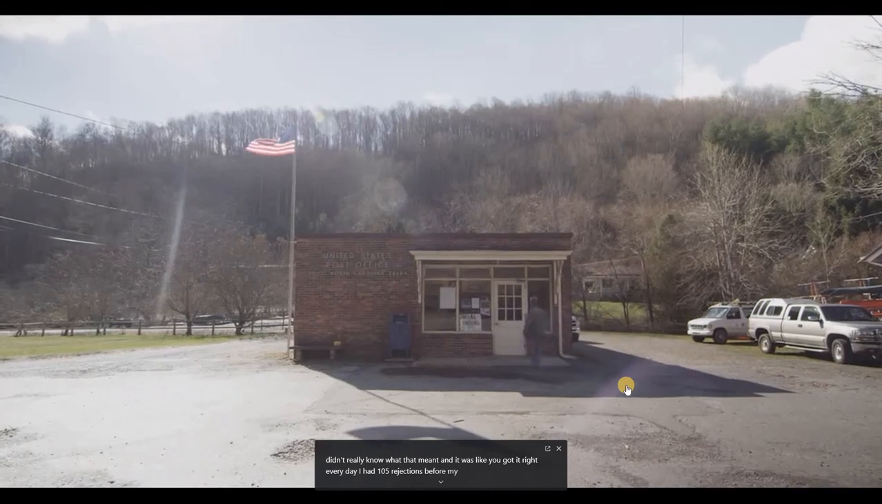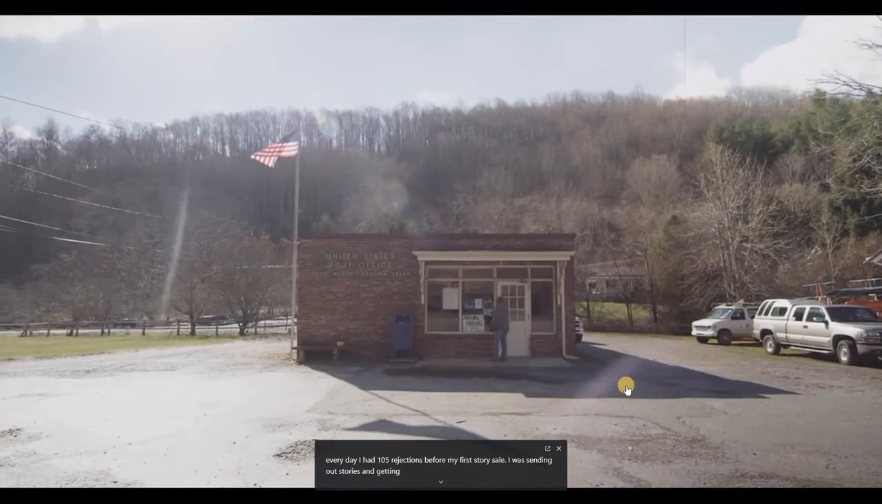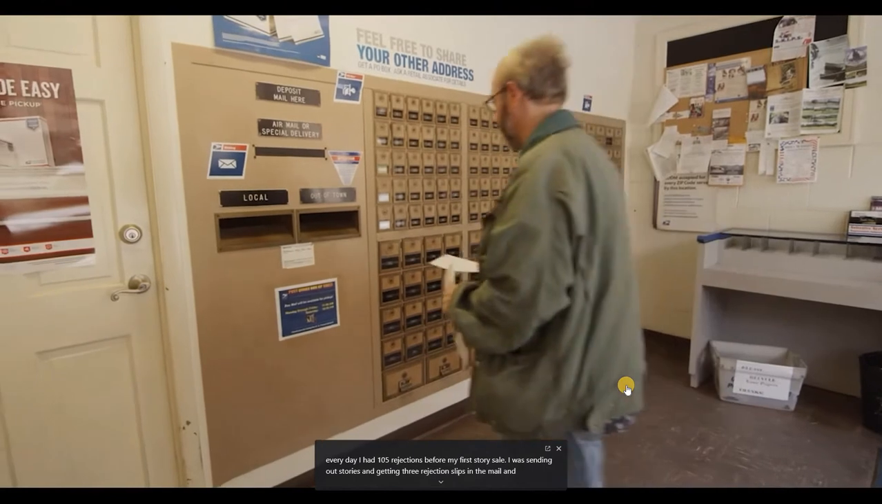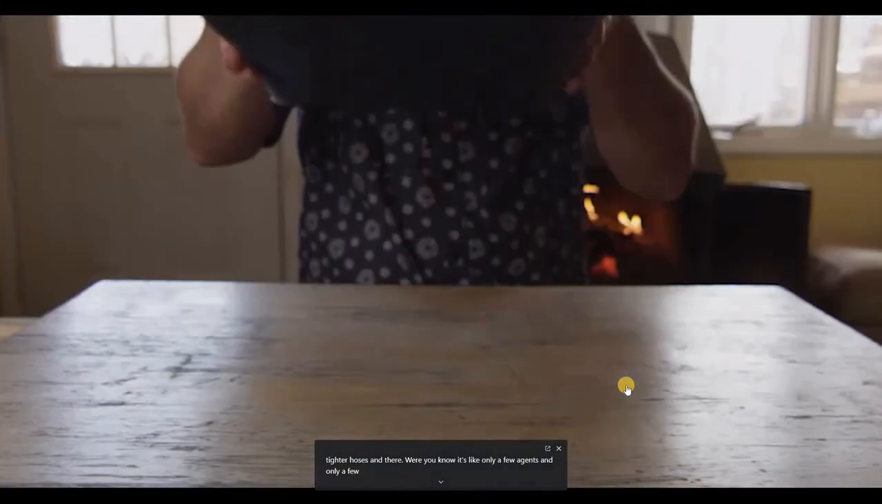So I was sending out stories and getting 3 rejection slips in the mail and sending 3 out all the time. The business was funneling through tighter and tighter hoses, and it's like only a few agents and only a few publishers, and everything was shrinking.